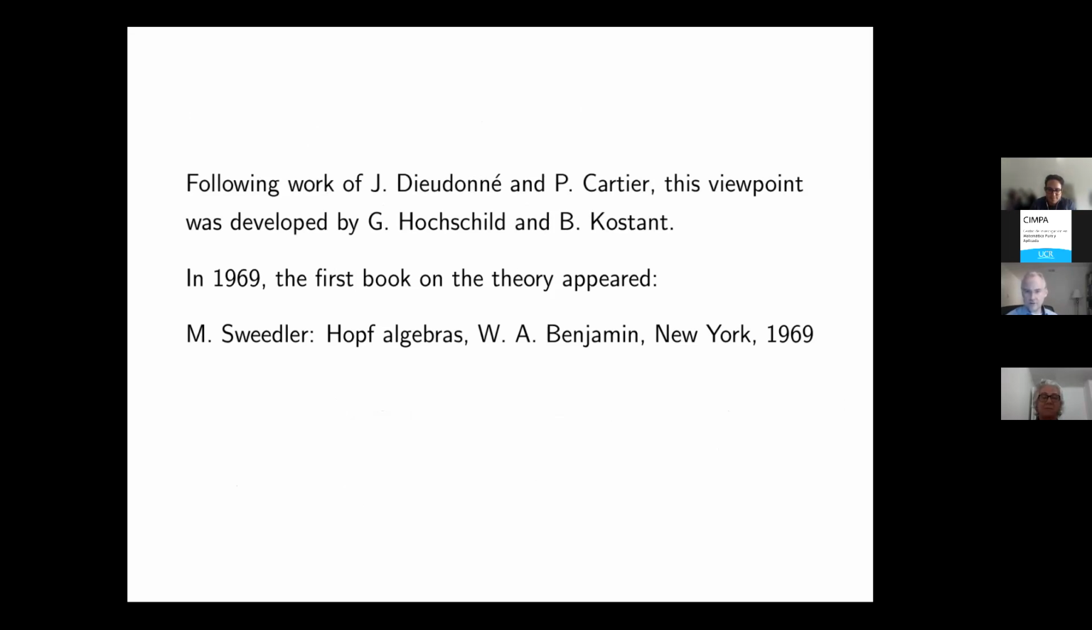The book is just called Hopf Algebras and was published by W.A. Benjamin in 1969. Since then, the theory has existed in its own right, and Hopf algebras have been investigated on their own and found to be connected to practically everything in mathematics, in particular mathematical physics, all different branches of physics, and algebraic combinatorics. There are many, many connections of this theory to other branches of mathematics, which I will not discuss in this talk, maybe some other time.